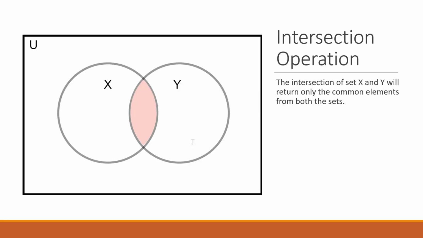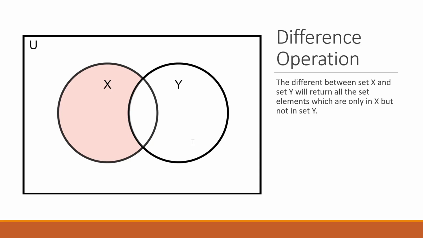Now let's move forward, and next let's discuss the difference operation. Now if we want to calculate the difference between set x and set y, it will return all the elements which are only in set x but not in y. In the same fashion, the difference between set y and x will return all the elements which are present in set y but not x. Now here you can see one common representation. While calculating the difference between x and y, it will return all the elements which are only present in x. So that's why the part in the x set has been shaded.